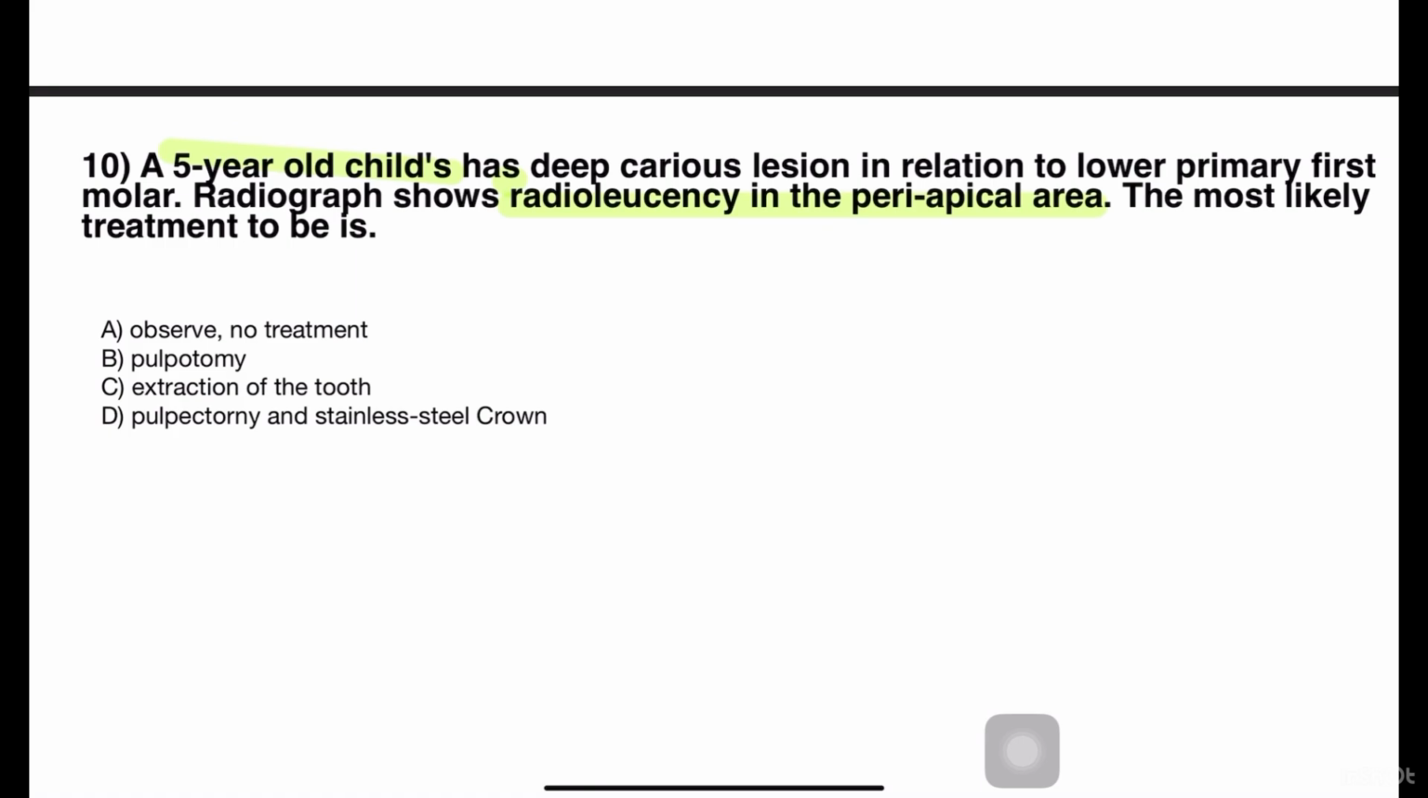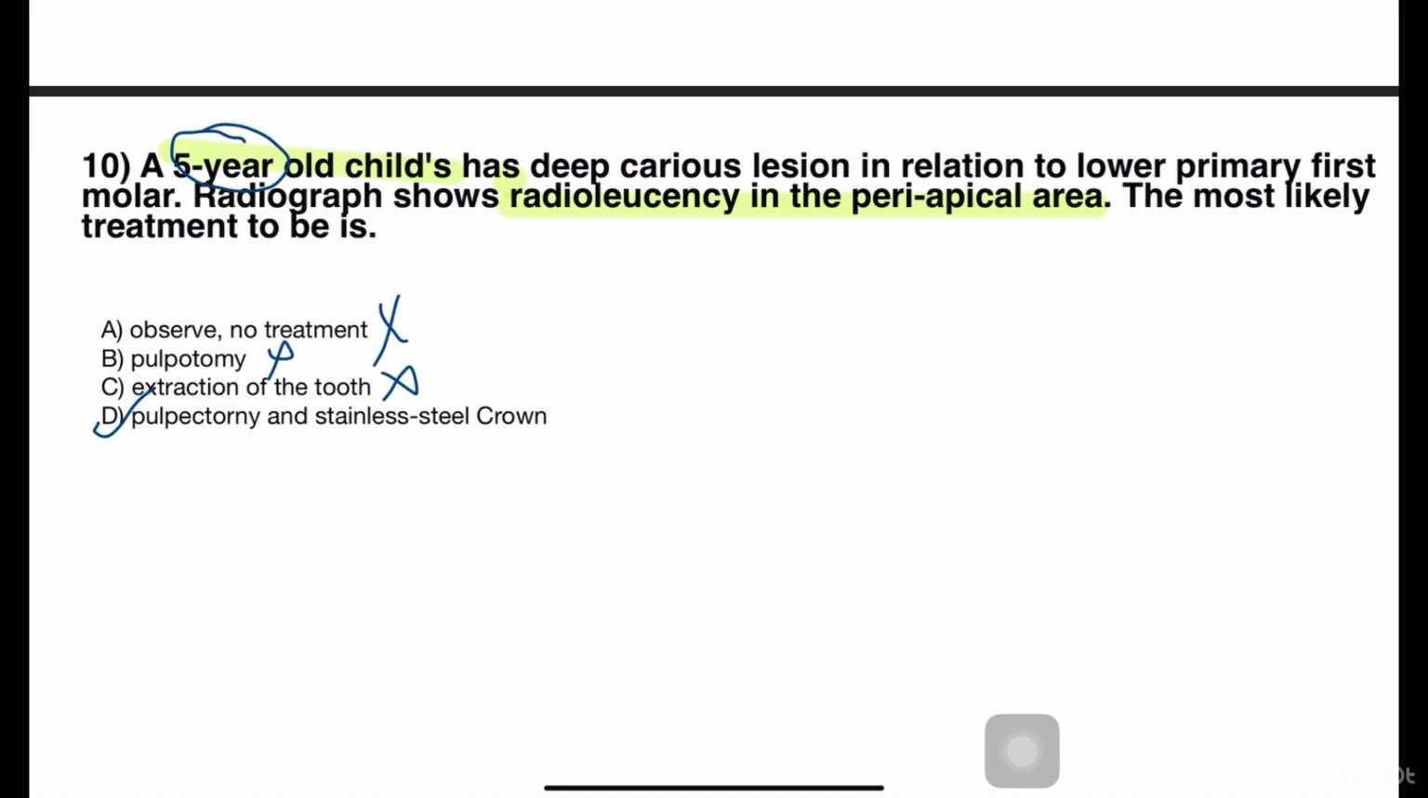So here the answer is to go for pulpectomy and stainless steel crown. Why? Because the child is only 5 years old and there is no unnecessary requirement of extracting the tooth. And also we have a periapical lesion, so pulpotomy is not advisable, and there is an infection, so treatment has to be done. There is no choice of leaving it and observing with no treatment.